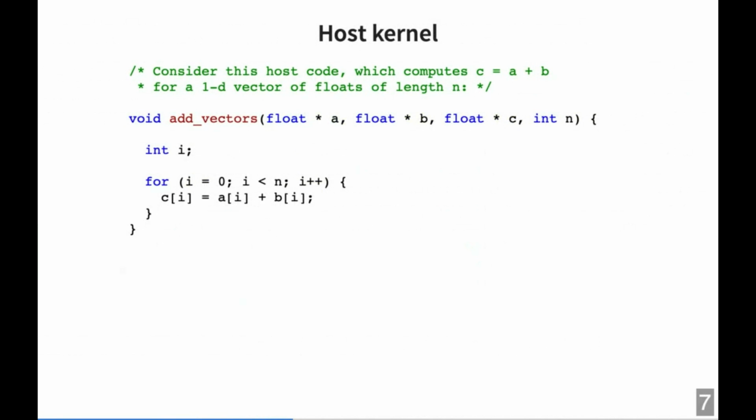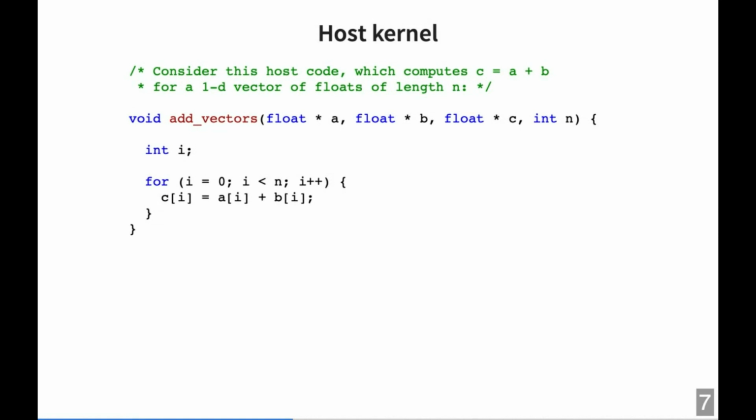So how does a kernel look if this is a plain piece of C code where we've defined this function add vectors, which again is this element-wise addition of A and B to give a result C, and we have n elements of the vector.